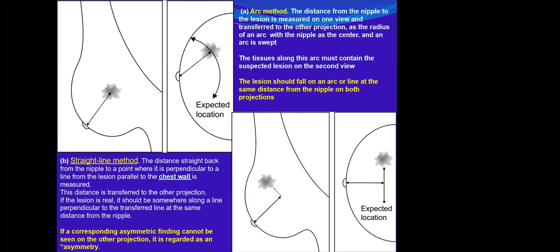If we could not see it, that means it is not real, and it might be summation, or just an asymmetry, not a focal asymmetry. And for the straight lines, you will do the same: the vertical line from the nipple to the lesion, and then draw a line from the lesion parallel to the chest wall. And you will do the same for the other view.